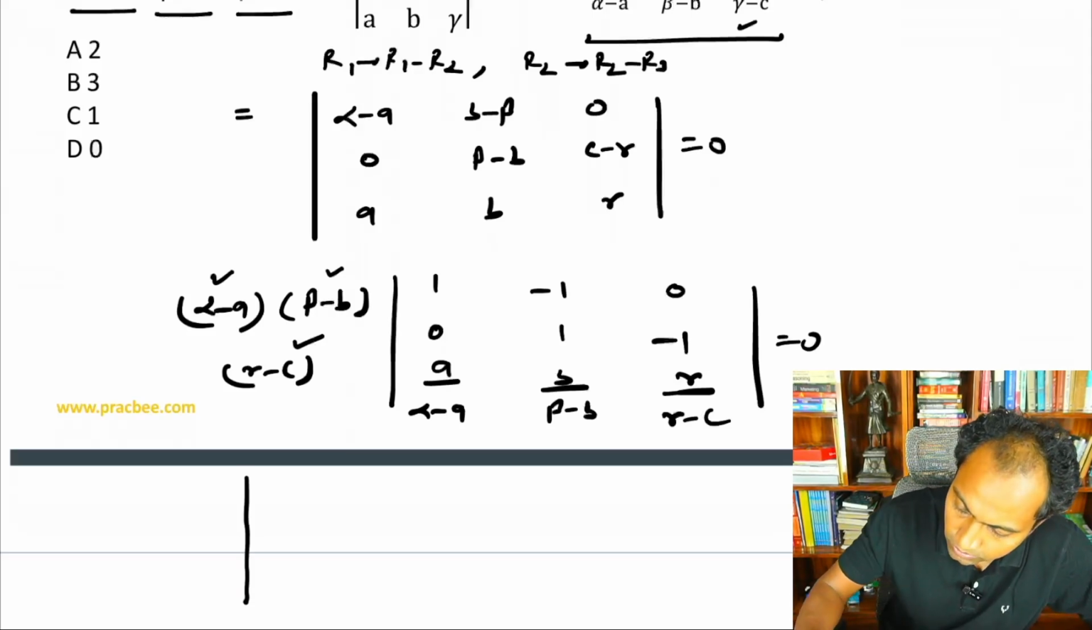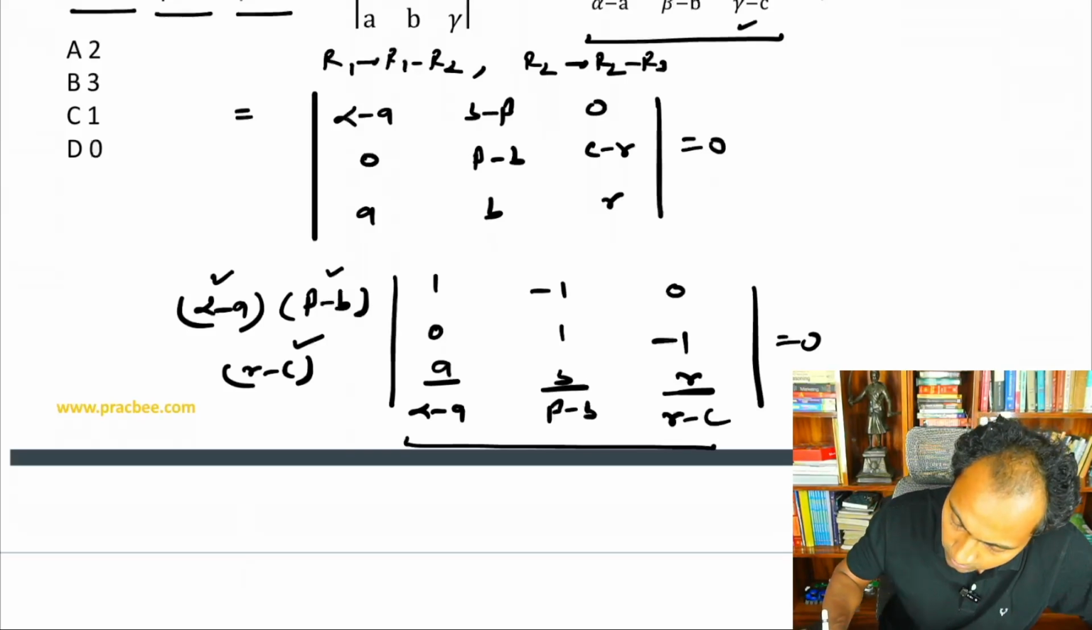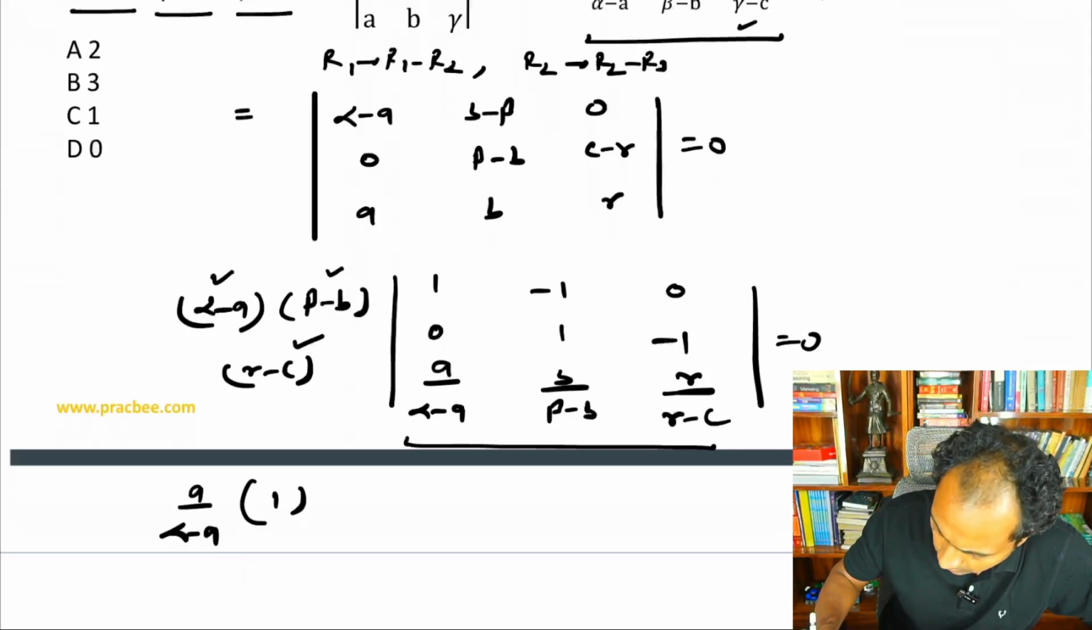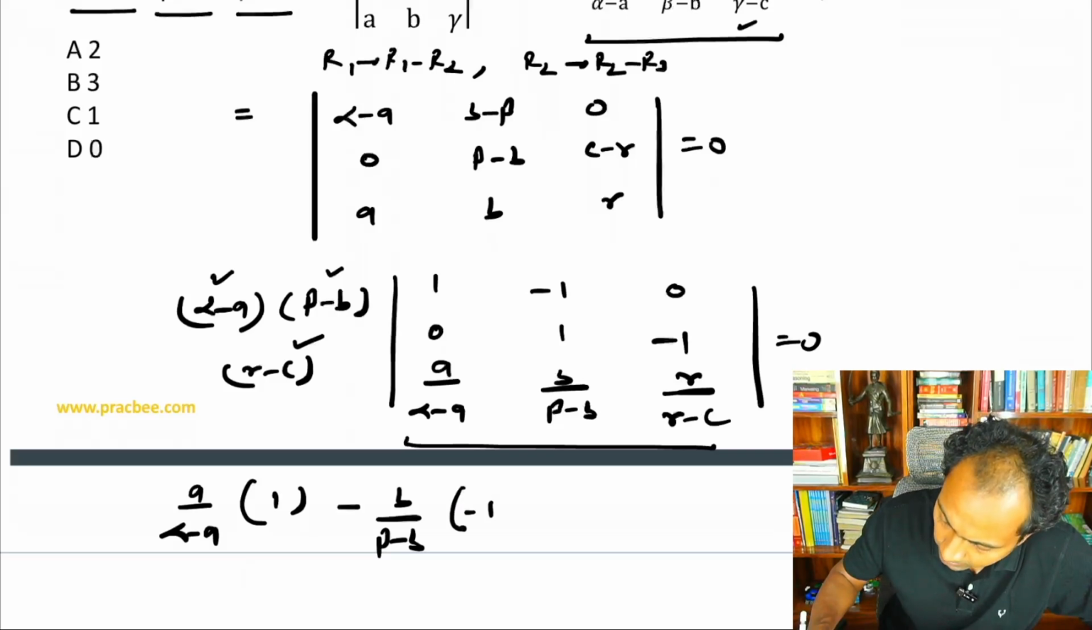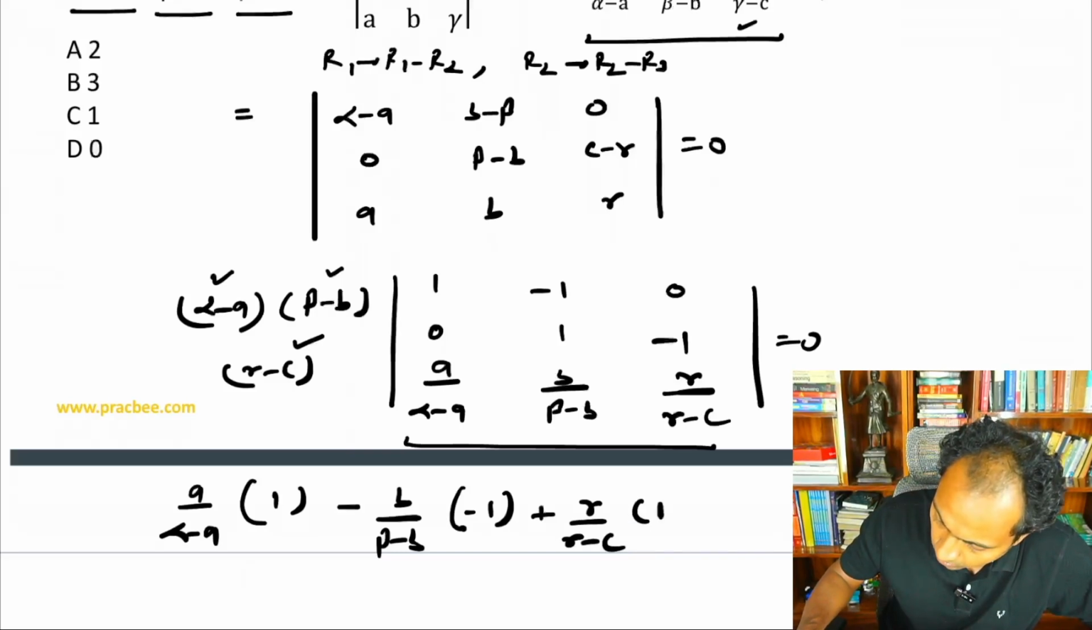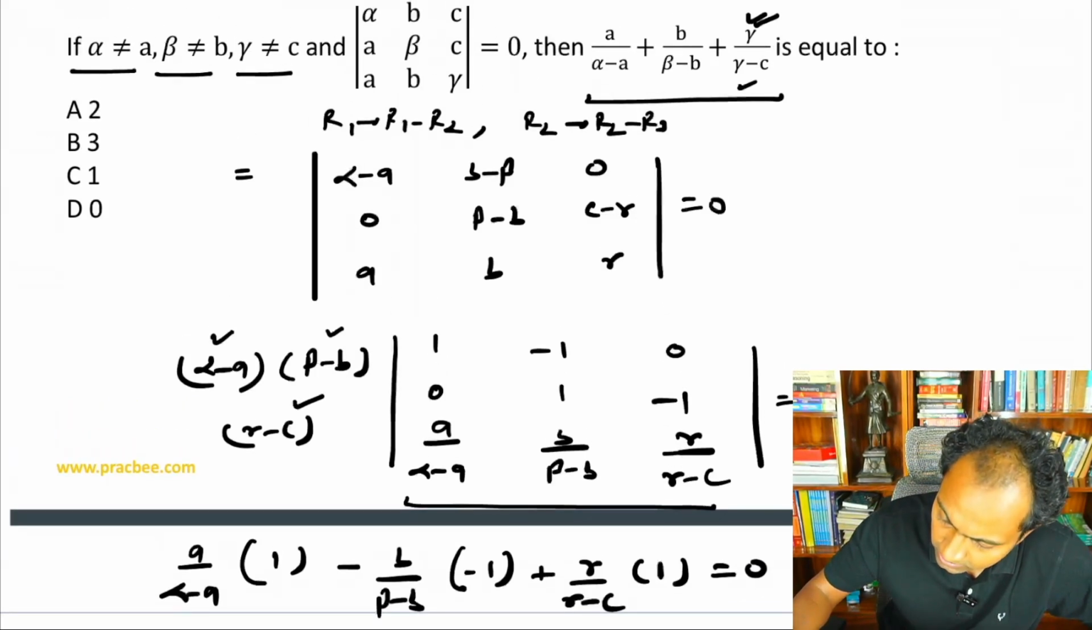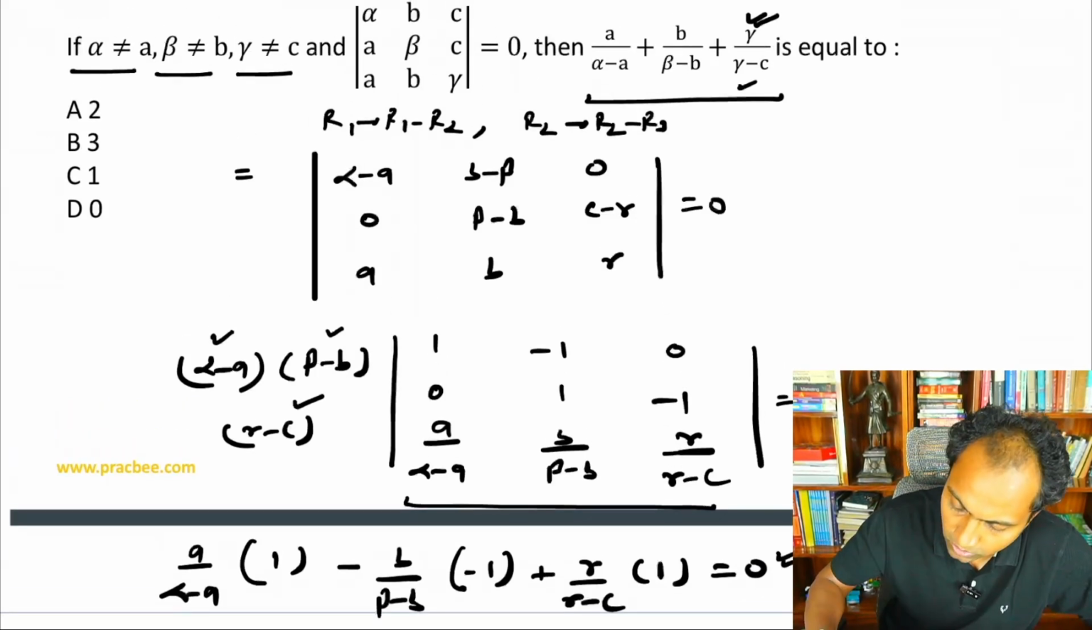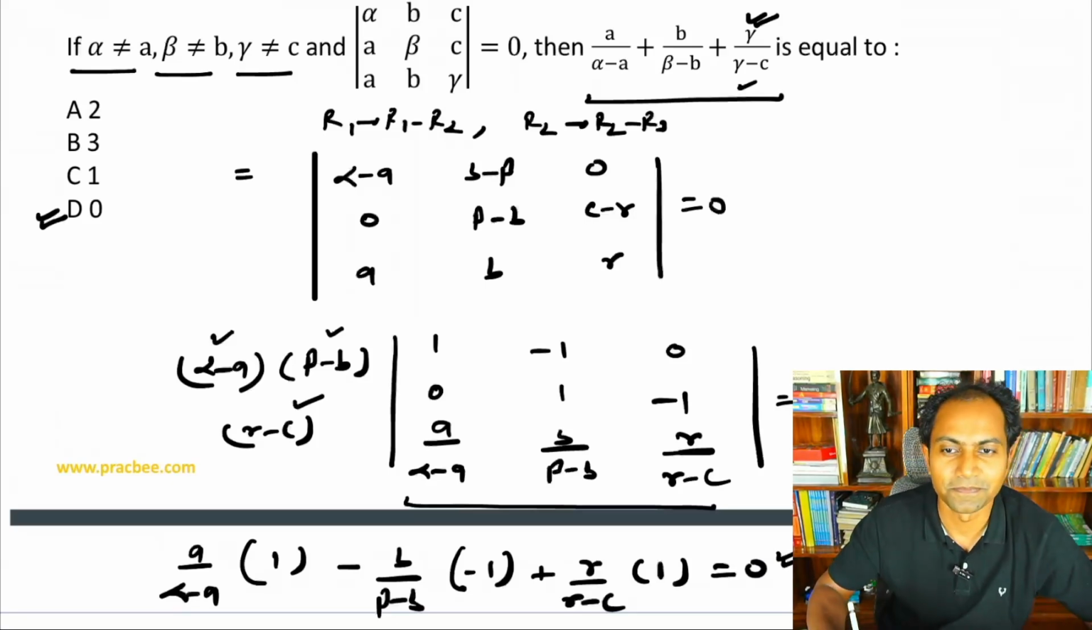Now the question clearly says that alpha is not equal to a, beta is not equal to b, gamma is not equal to c. So we can remove these expressions and whatever is left would be equal to 0. So I can directly open it up along this third row, and if I do so, a upon alpha minus a into 1, minus of b upon beta minus b into minus 1, and plus gamma upon gamma minus c into 1, will be equal to 0. You can see that this is the same expression that they are asking us to find. The value of that comes out to be 0, hence the answer is option D.